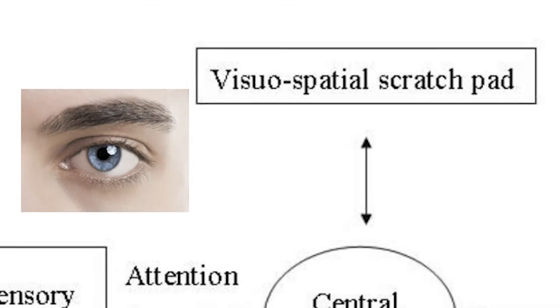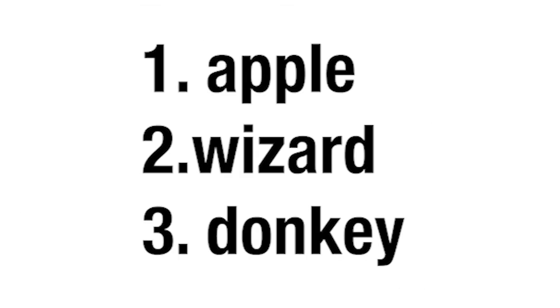The phonological loop is what you use when you try to remember a phone number, a list of words, or anything similar. After reading the information, it can stay in your memory for only 2 seconds without rehearsal. That's why you start repeating what you need to remember.